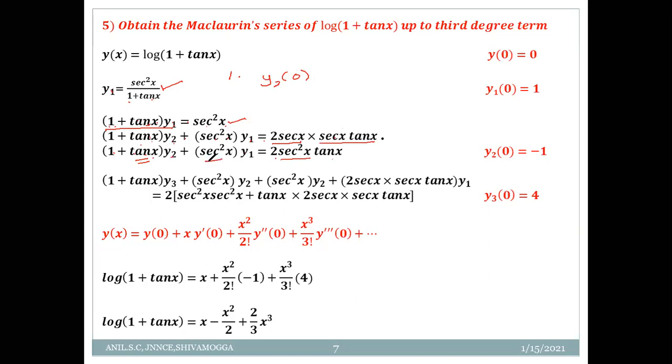Here, secant 0 is 1, 1 squared is 1 into y1. y1 is also equal to 1. Therefore, 1 into 1 is 1. This is equal to, here tan 0 is 0, 0 into anything is 0. Therefore, y2 of 0 is equal to minus 1. y2 of 0 is minus 1.